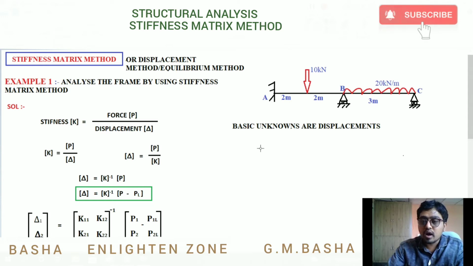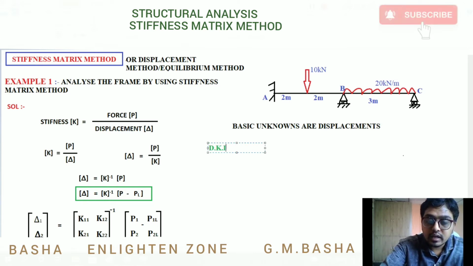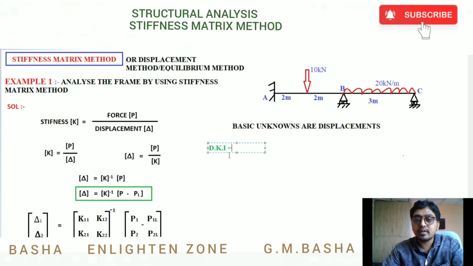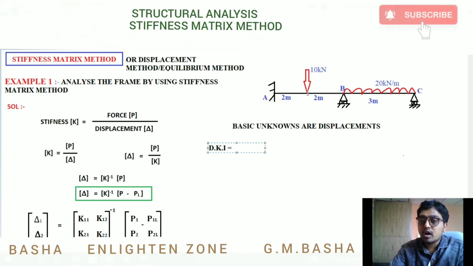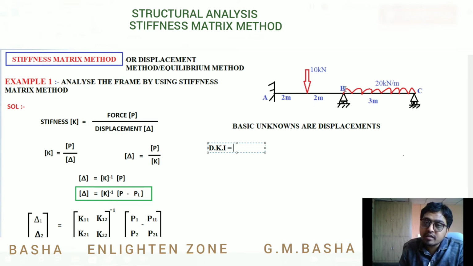Okay, so our first step, for solving the stiffness matrix method, is to find the degree of kinematic indeterminacy, or degree of freedom. See here, how many degrees of freedom are there in this given beam? For the fixed end, how many degrees of freedom? There will be 0 degrees of freedom for the fixed end.